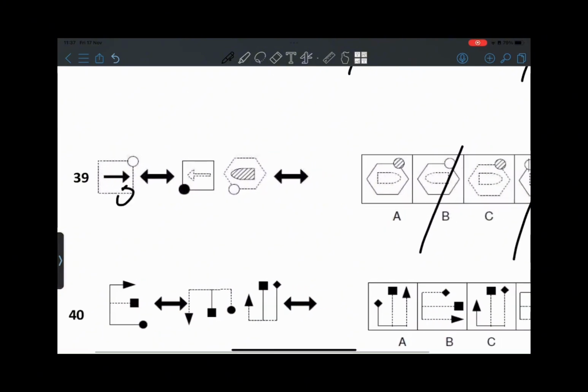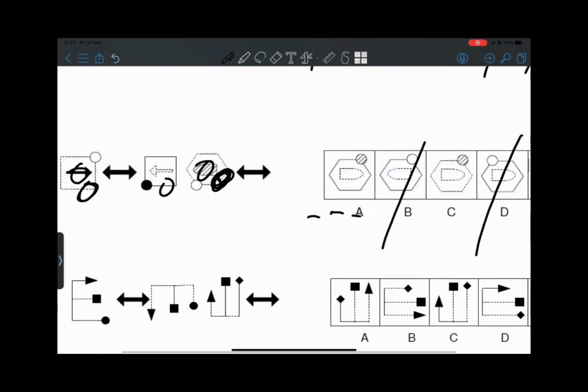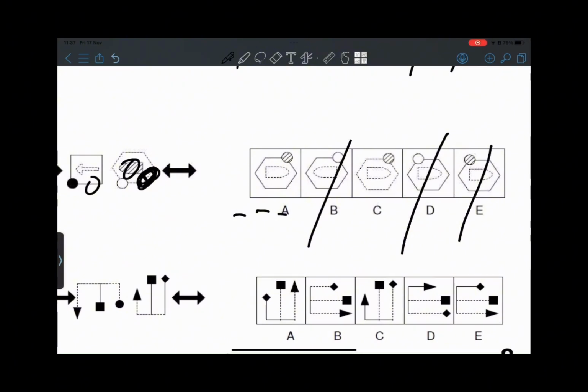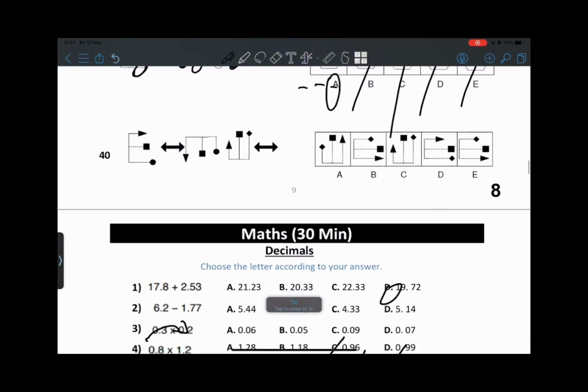And you see the outside of the box goes to the inside, so let's do that. The outside shading of the box goes to the inside, so this is meant to be dashed. And the outside should be a straight line, and so it can't be C, and you're left with A.